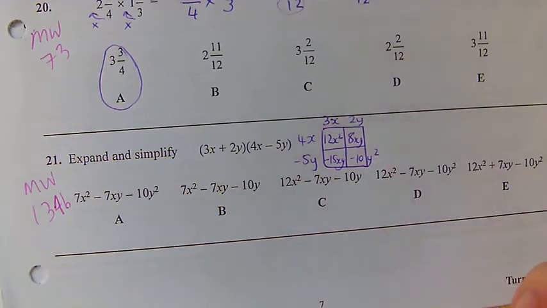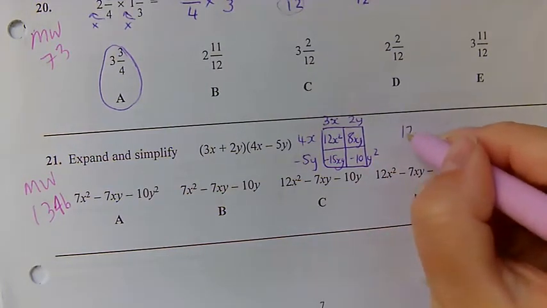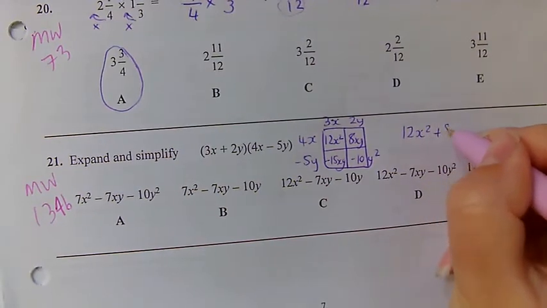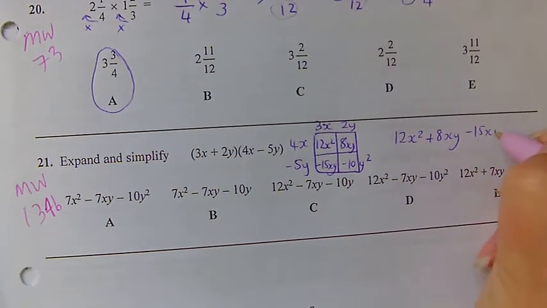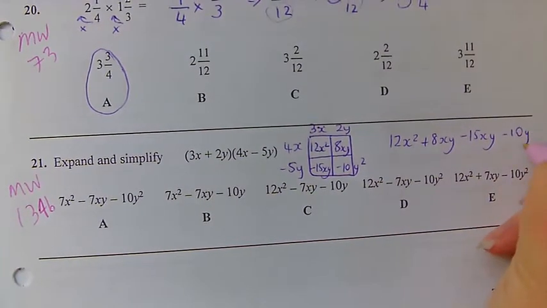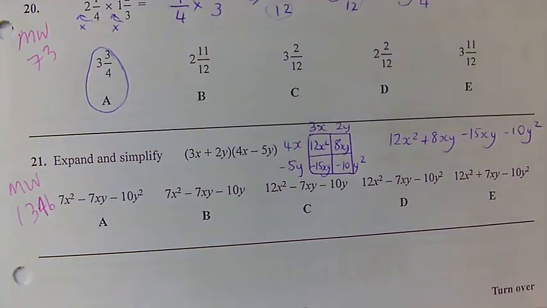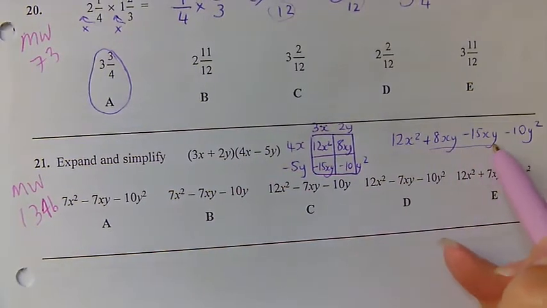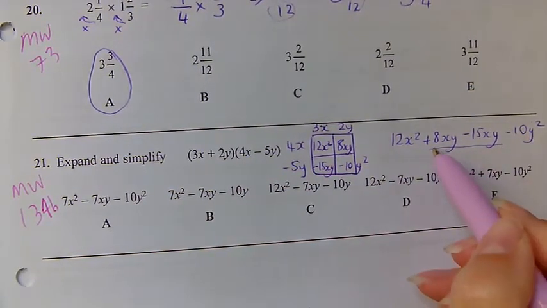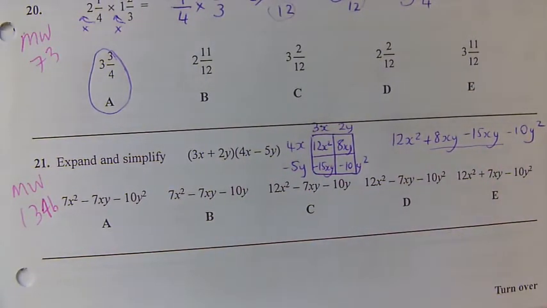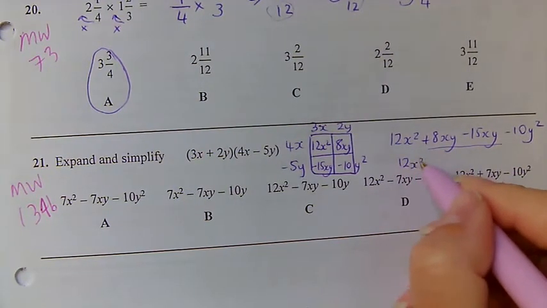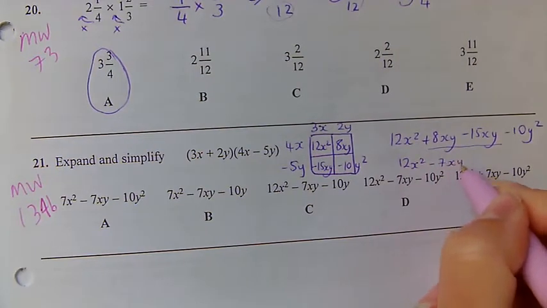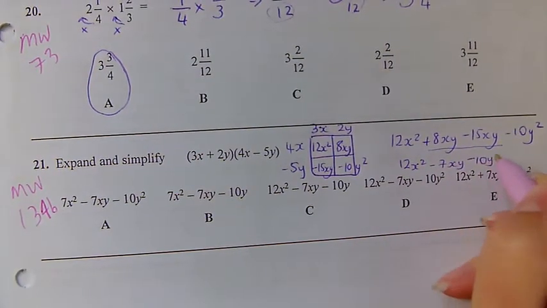That should all fit in the box, but I drew my box too small. So we've got 12x squared plus 8xy minus 15xy minus 10y squared. We can simplify this middle bit here. So we've got 8xy minus 15xy. So that's going to give me negative 7xy. So we've got 12x squared minus 7xy minus 10y squared.